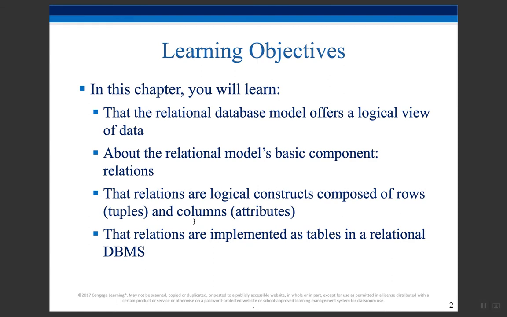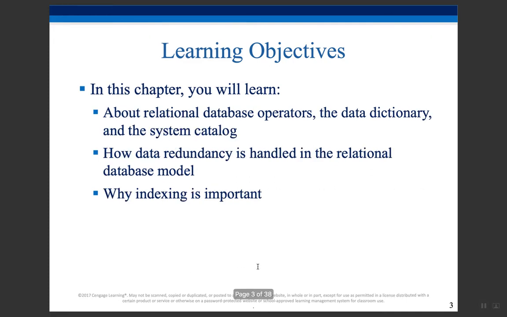And relations are logical constructs composed of rows, which mathematically speaking we call tuples, and columns, which we refer to as attributes. All of these are implemented as tables in a relational database. We'll also talk a little more in detail about the data dictionary, the system catalog, and how we deal with things like redundancy and indexing.